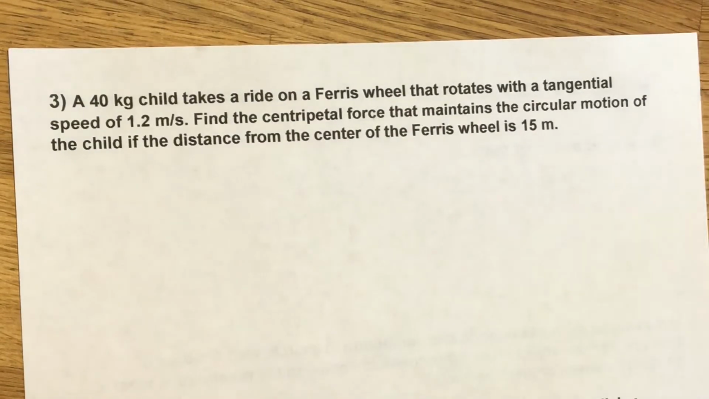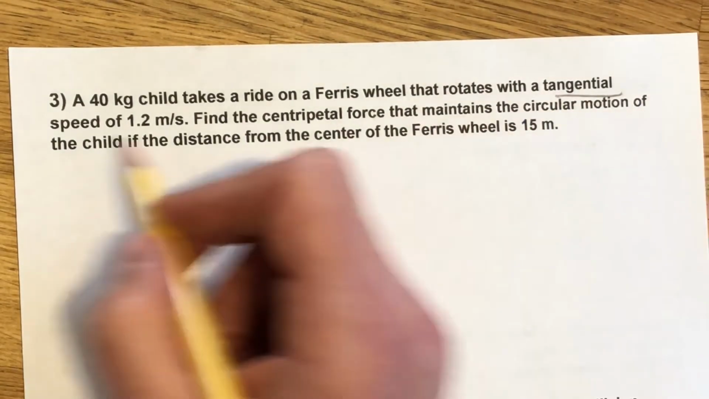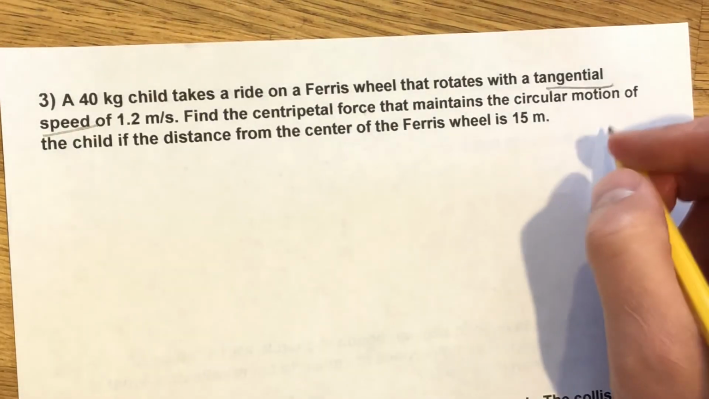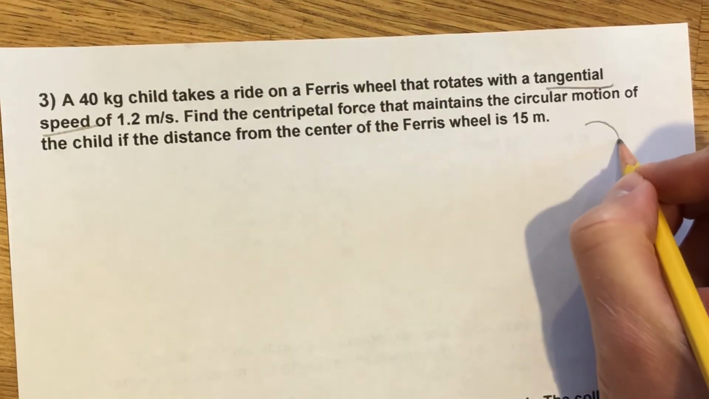Here's another scenario. A 40-kilogram child takes a ride on a Ferris wheel that rotates with a tangential speed of 1.2 meters per second. Find the centripetal force that maintains the circular motion of the child if the distance from the center of the Ferris wheel is 15 meters. So right off the bat, tangential speed, that can seem a little like, what the heck is that? Well, again, if you think about this is circular motion.